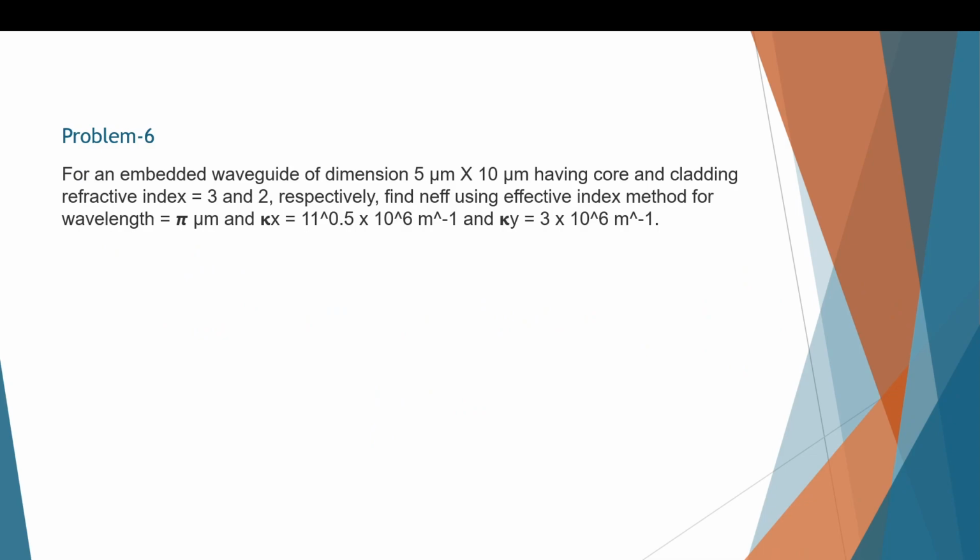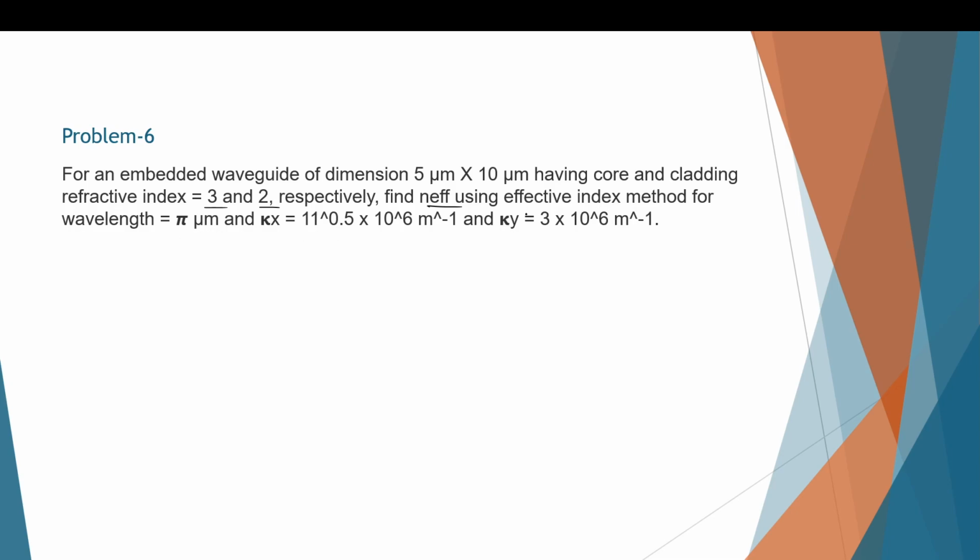Okay, so the next question: for an embedded waveguide of dimension 5 micrometer into 10 micrometer, having core and cladding refractive index of 3 and 2 respectively, find n effective using the effective index method.